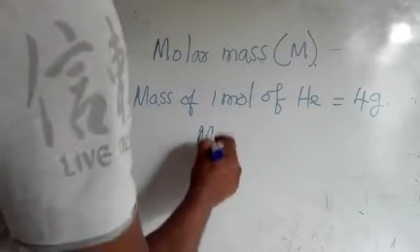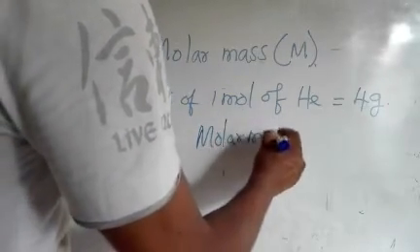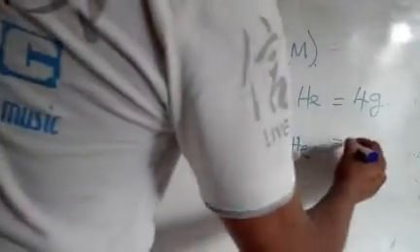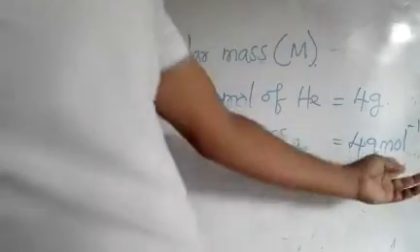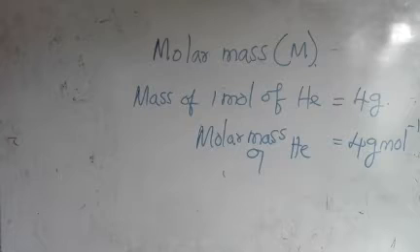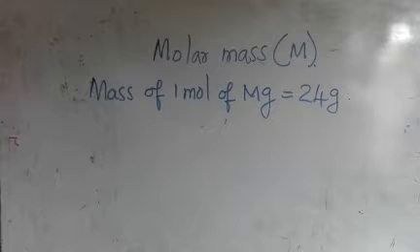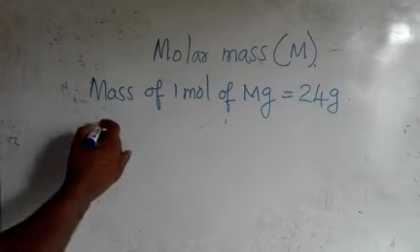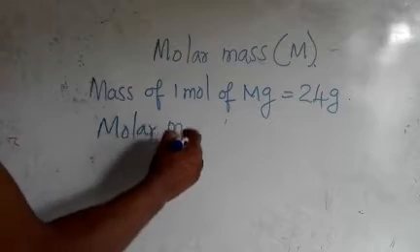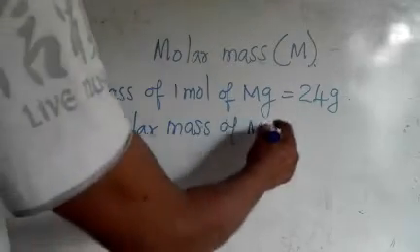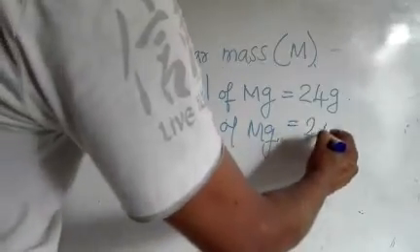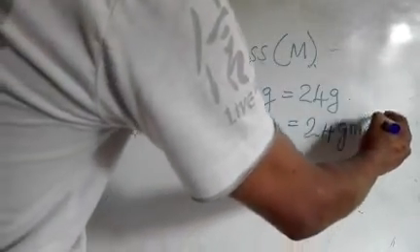So the molar mass of helium is 4 grams per mole. 1 mole is 4 grams, so we call it 4 grams per mole. The mass of 1 mole of magnesium is 24 grams. So we can call the molar mass of magnesium 24 grams per mole.